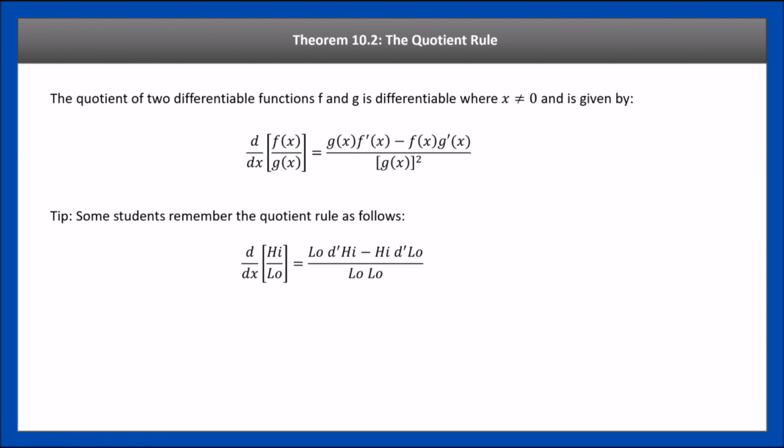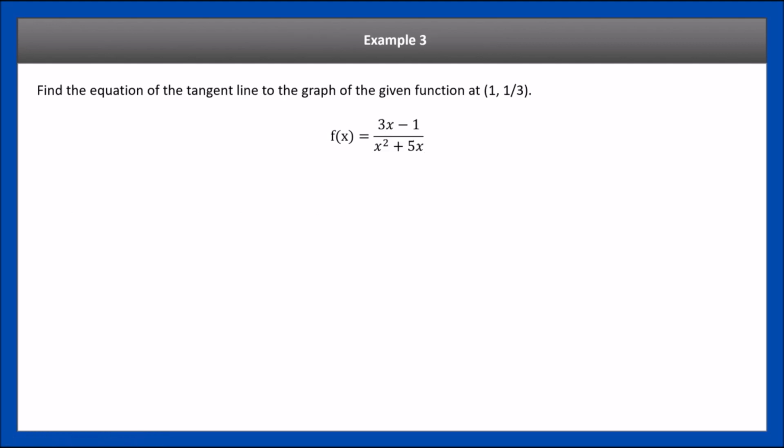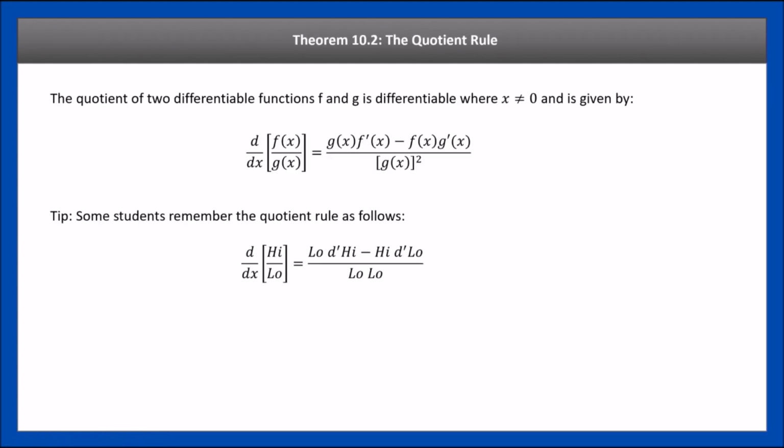All right, I wanted to fix this real quick. I had a little mistake on the slide. These were switched in the original, so I went ahead and corrected it. So it's low d high minus high d low over low low.